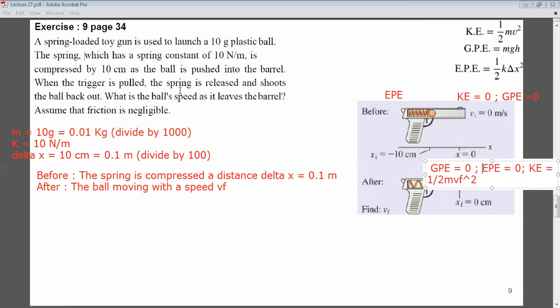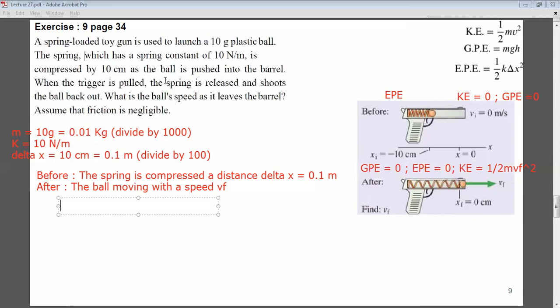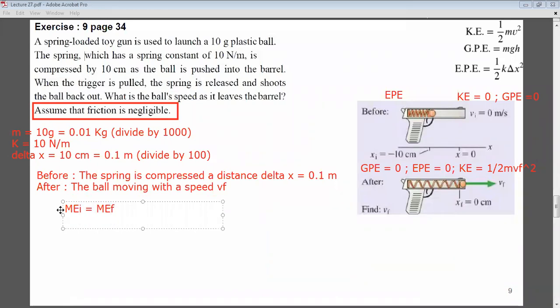Now I want to solve: what is the ball's speed as it leaves the barrel? We want to get this v final. Okay, so we have one formula because there is no friction. Assume friction is negligible. Once I see this, I say mechanical energy initial is equal to mechanical energy final. Initially, I only have EPE. This is equal to KE. Okay, EPE is half k delta x square.